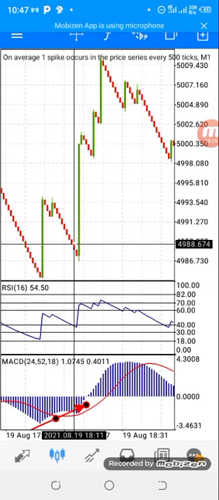Now, in my next video, I'm going to add one moving average to the main chart so that we can use that one moving average to determine when the spike will happen, with the confirmation of MACD bars. Thank you.